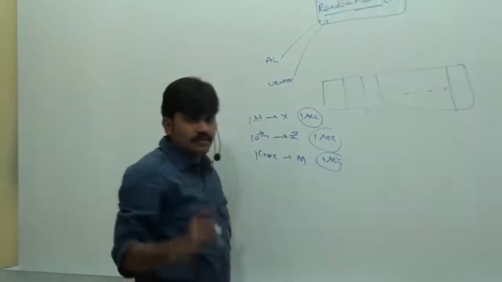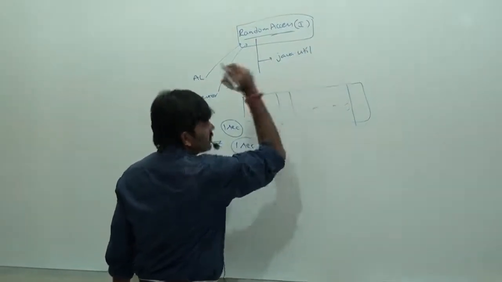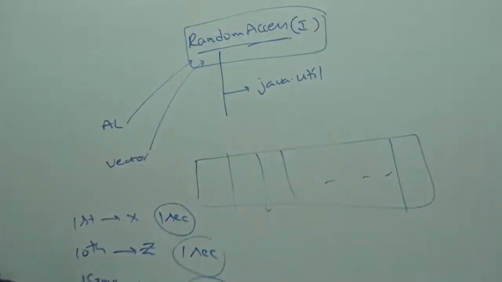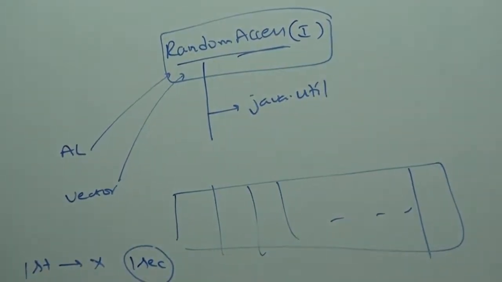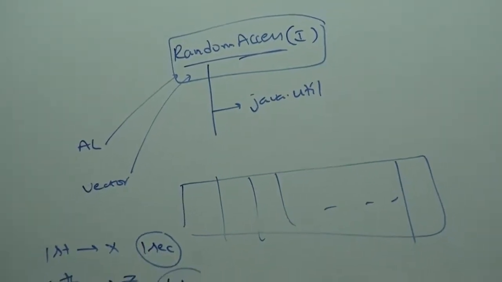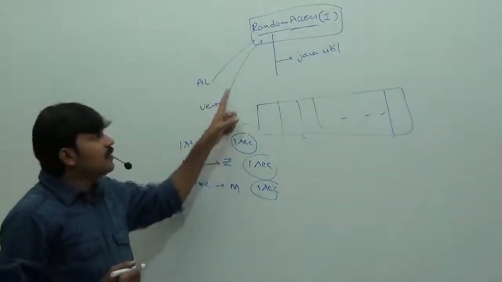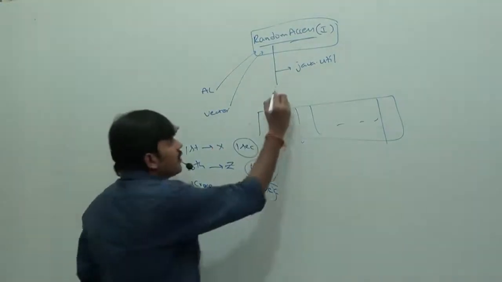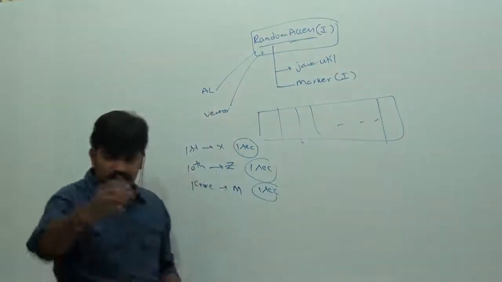RandomAccess, where is it available? In the java.util package. The RandomAccess interface, how many methods does it contain? It's an interface, so how many methods? No methods. It is a marker interface. Very important for the entire room. RandomAccess is implemented by ArrayList and Vector, present in the util package, and it doesn't contain any methods. It is a marker interface, right? Add this to your notes.